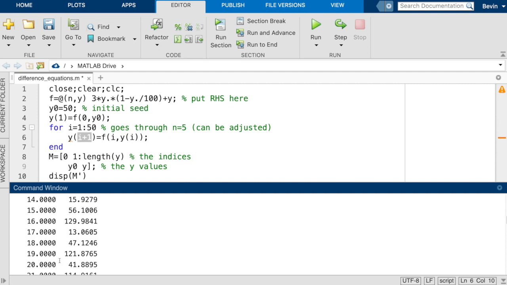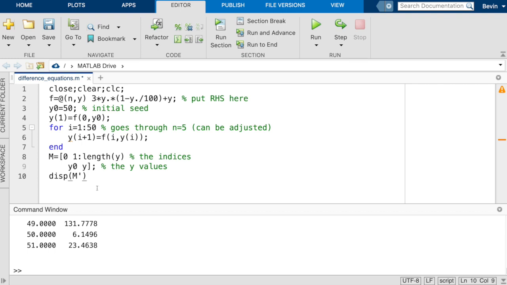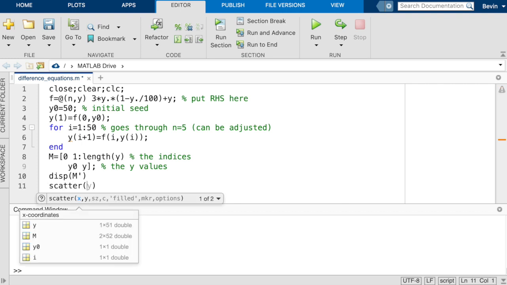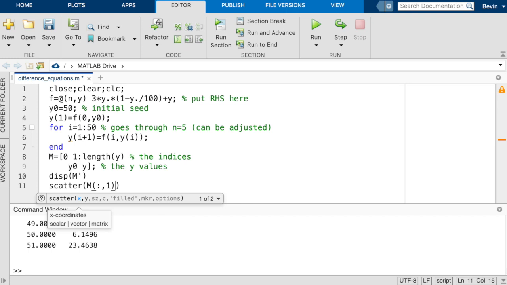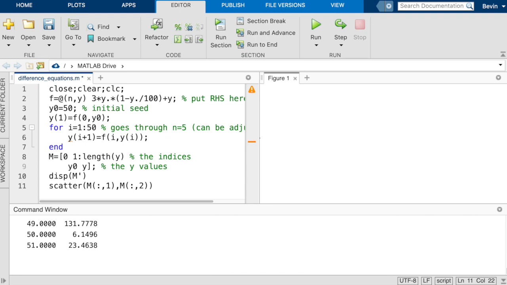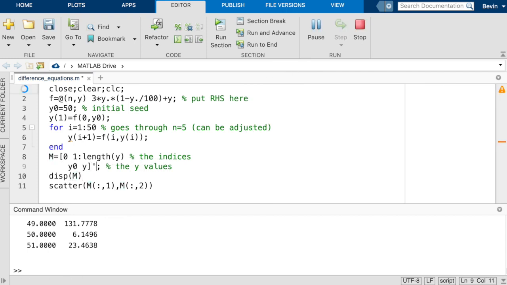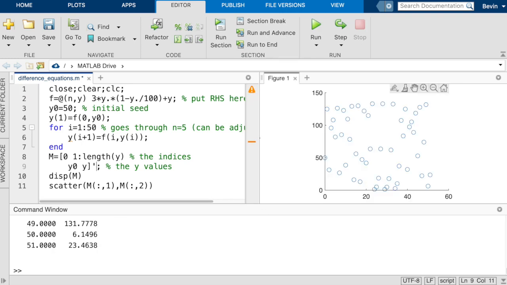So you can see this sequence is kind of bouncing around. In fact, we could even plot it. So how about we scatter the first column of M, so all rows first column, and the second column of M. Oh, I just realized I displayed the transpose of the matrix. Let me just adjust this code. I'll make it a little bit different. Okay, that's what we wanted to see. So now you can see the jumping around here.